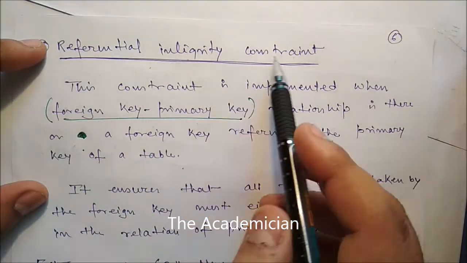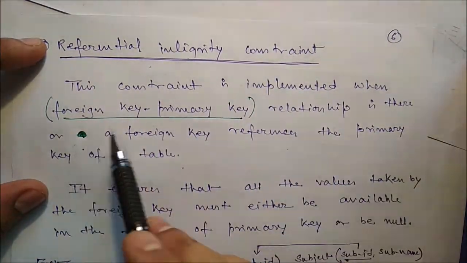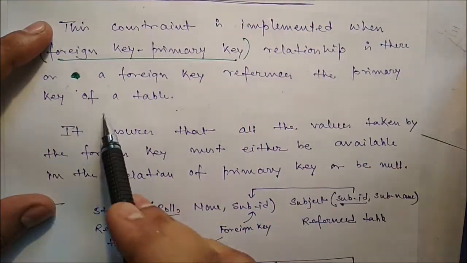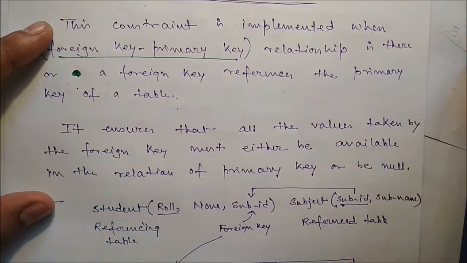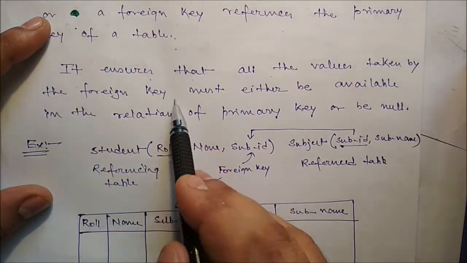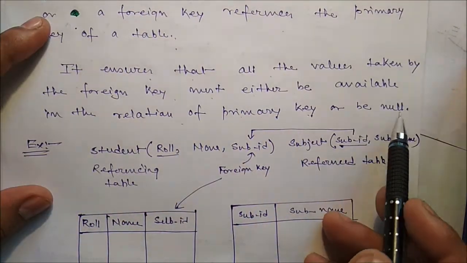Next is what? Referential integrity constraint. Now this constraint is implemented when a foreign key primary key relationship is there, or a foreign key references the primary key of a table. So we can see the example. It ensures that all the values taken by the foreign key must either be available in the relation of the primary key or be null.